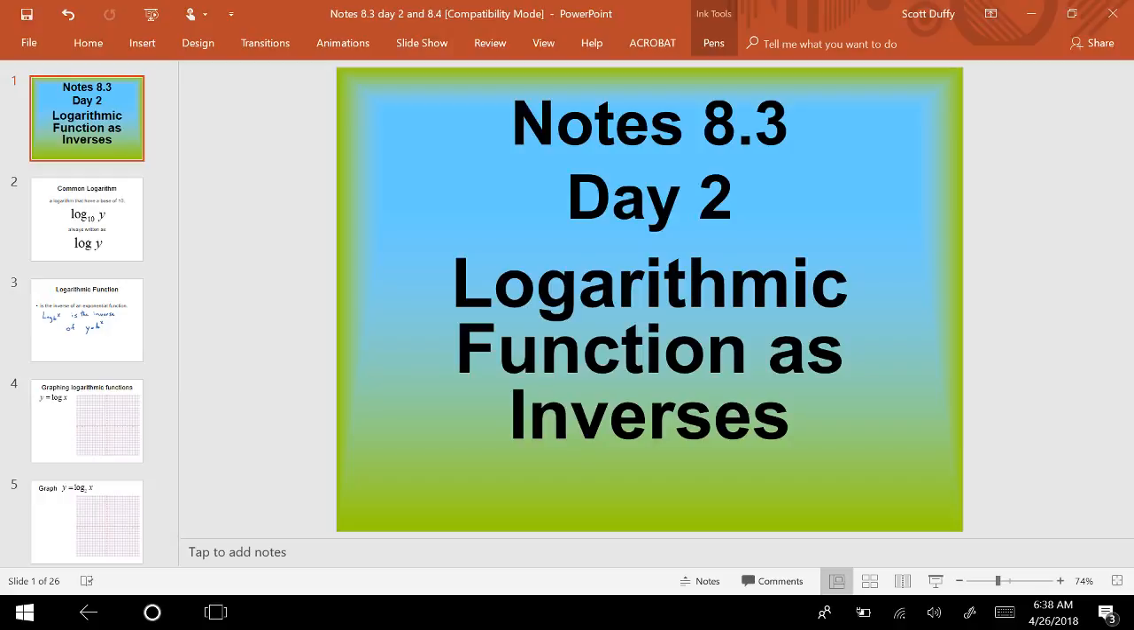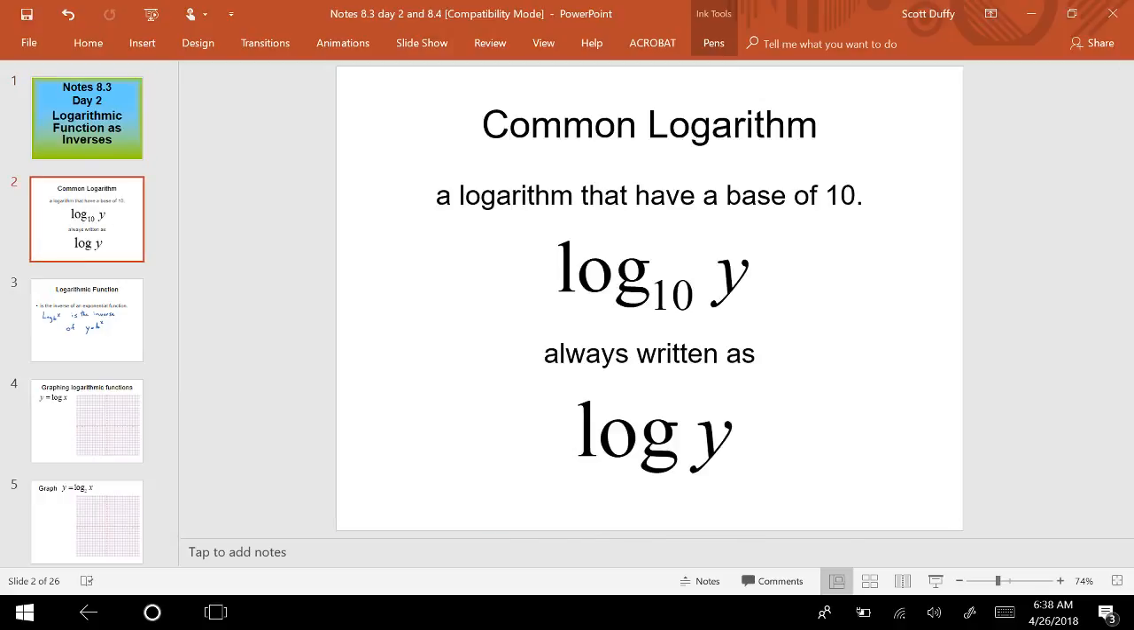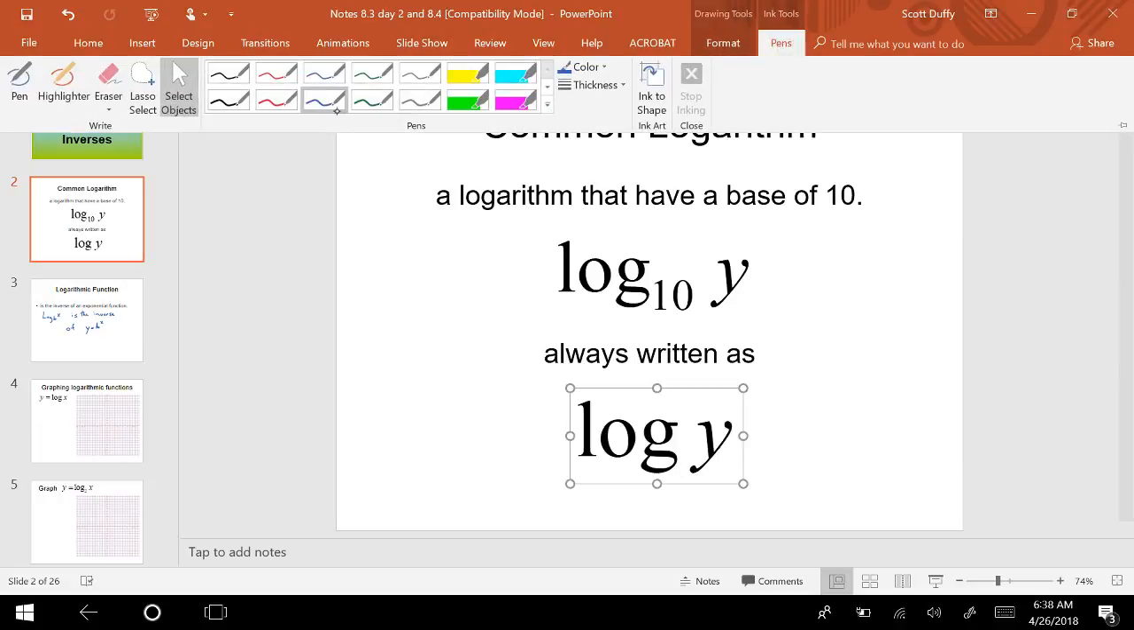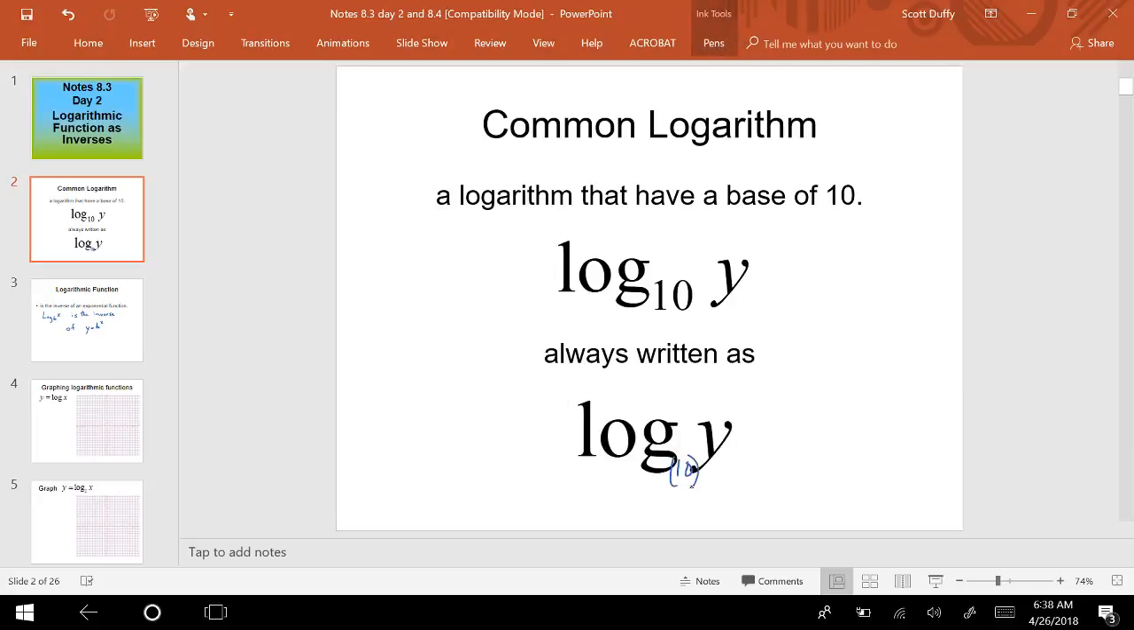Today we are graphing logarithmic functions as inverses. A common logarithm is a logarithm that has a base of 10, and we don't even write the 10 down there. So if you don't have a base number, you can just put it as 10 right there.